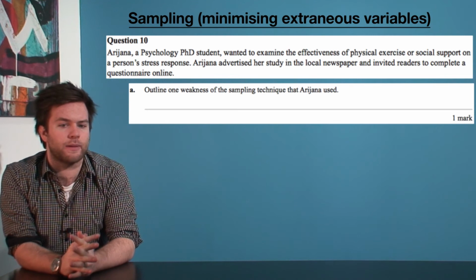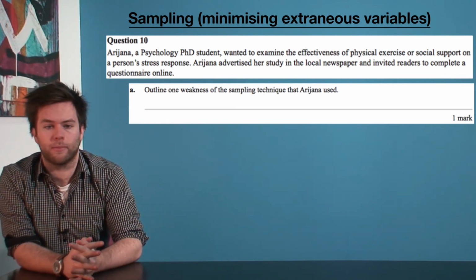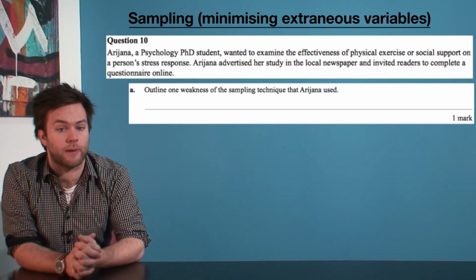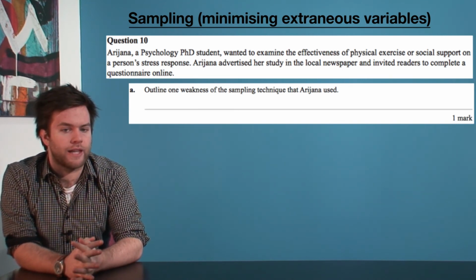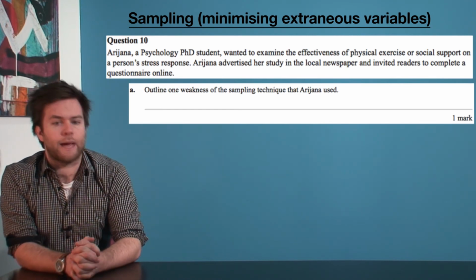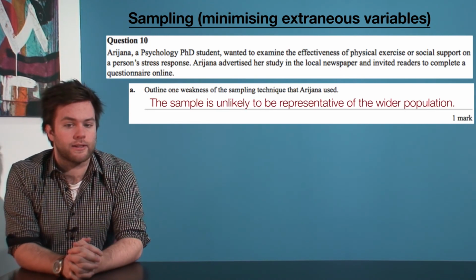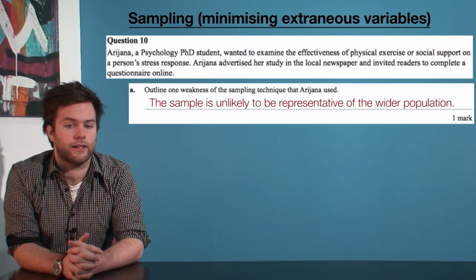Because the questionnaire has been advertised in a local newspaper, it seems the case that not all people had an equal chance of being selected as part of the sample. Those who read that particular newspaper were much more likely to be selected. The sampling technique then is convenience sampling. And a downfall of convenience sampling is that the sample is unlikely to be representative of the wider population.